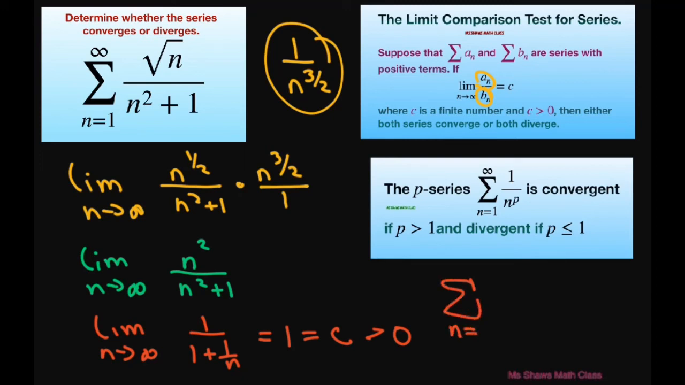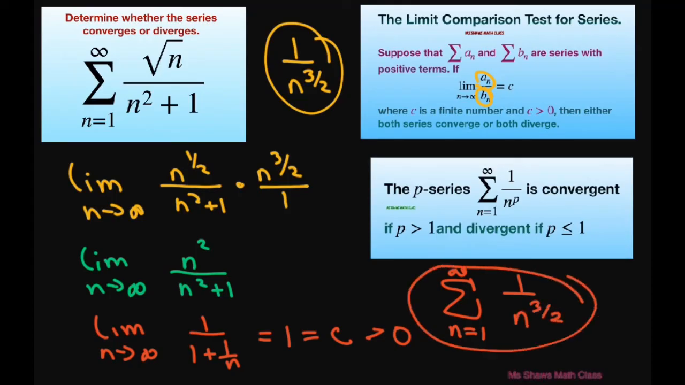the sum from n equals 1 to infinity of 1 divided by n to the power of 3/2. Since this is convergent, and since my c is greater than 0, then both series are convergent. Either they're both convergent or both divergent. My p series is convergent, so that means this series is also convergent.